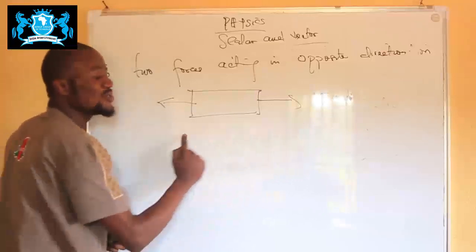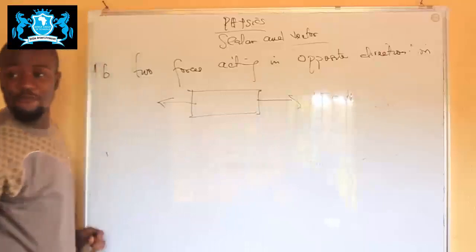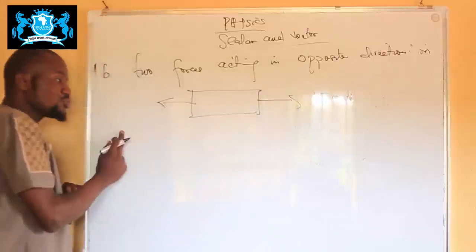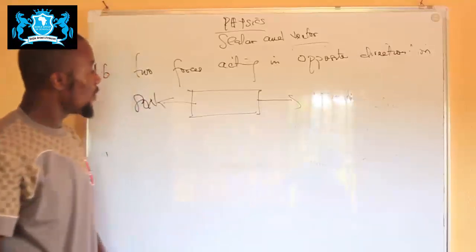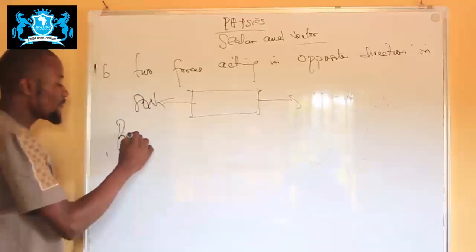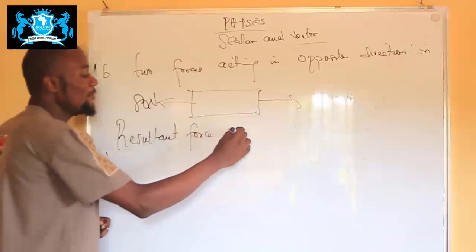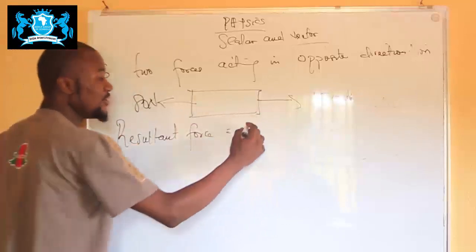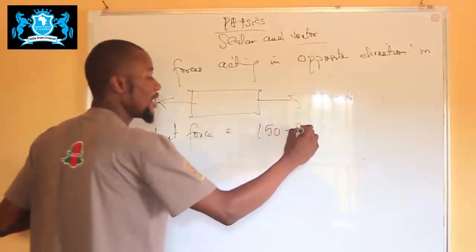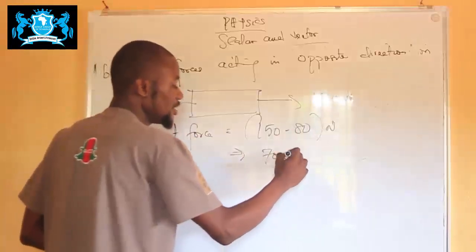But we have two opposing forces. The first one is pushing through this side with a force of 150, and the second person is pushing through this side with a force of 80 Newton. What will now become the resultant force? The resultant force will now be the difference because they are acting in opposite direction. The difference, which is 150 minus 80, giving us 70 Newton.